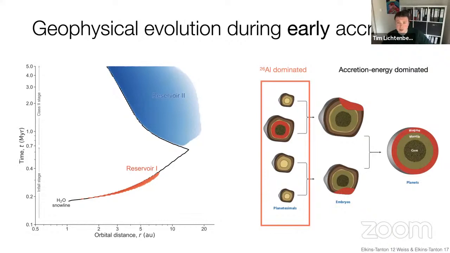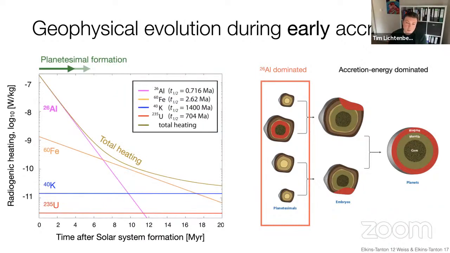Now, what does this aluminum-dominated stage mean? The point is that from cosmochemical measurements, we can back calculate the initial radionuclide content of the solar system. There's energy output from radioactive decay, and this can heat material that is close to the decay. This is shown over here. You see time after solar system formation, again in millions of years, and you see radiogenic heating in silicate material of planetary material.